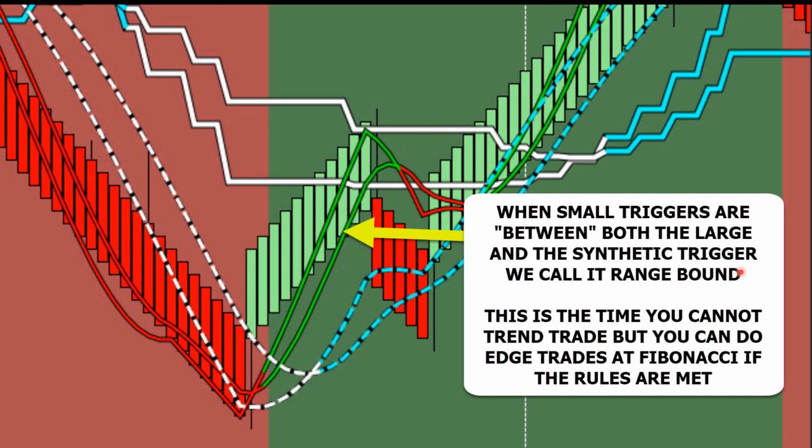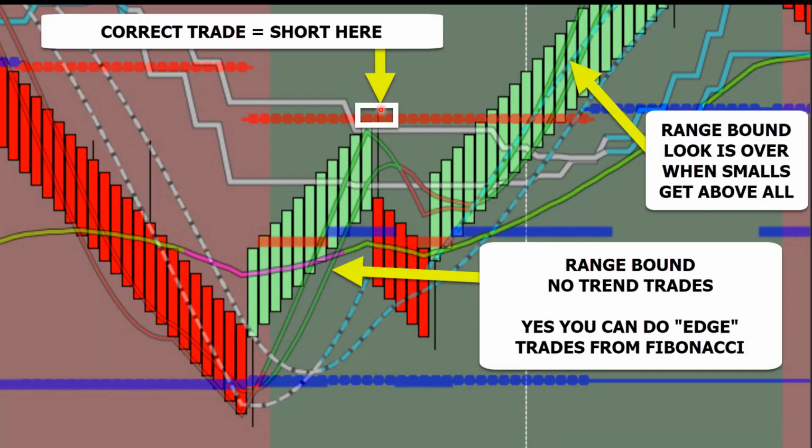Again, if these small triggers are between the large and synthetic, we have what's called a range-bound look. Typically, we do not trend trade in a range-bound look, but we can do counter trend trades from the edges. So if you have Fibonacci resistance at the edge in a range-bound trigger line look, you can go short. When and if the small triggers get above all of the other triggers, the range-bound look will be over. You will never again have to guess if the market's going to be choppy. The trigger lines and fibs will tell you with ridiculous accuracy when that's going to happen.